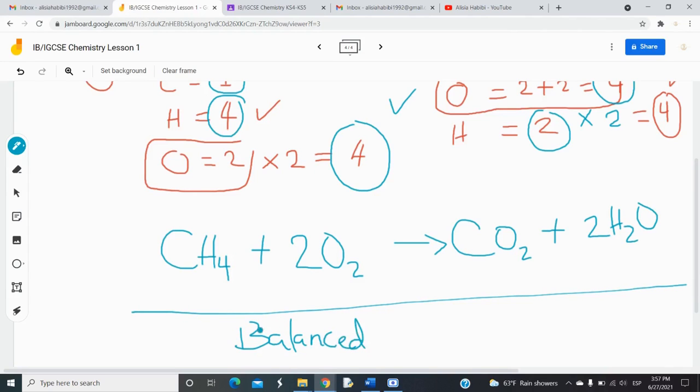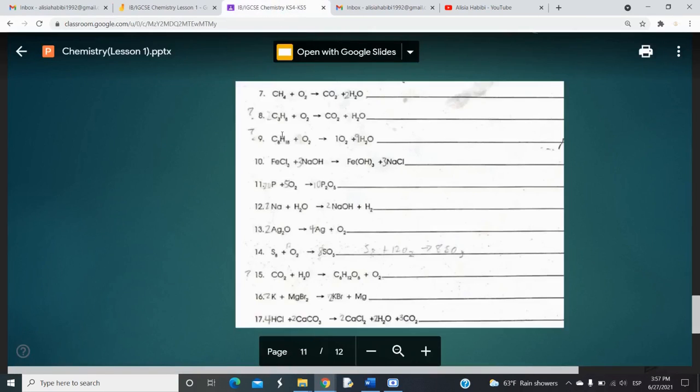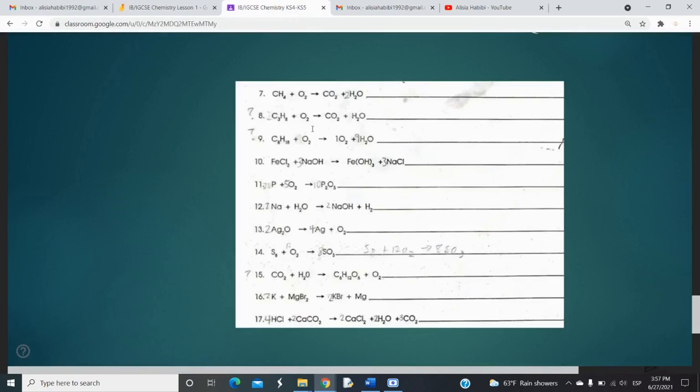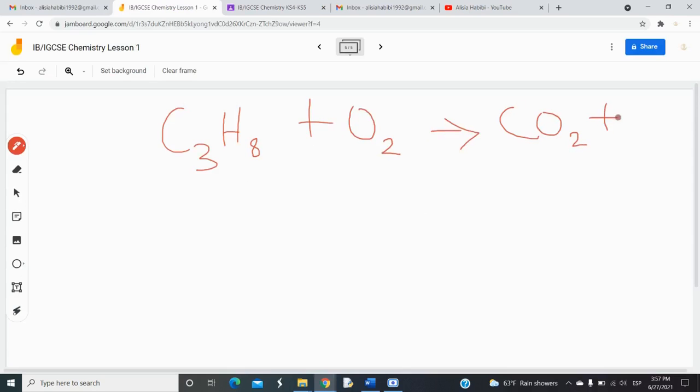You always have to first write out the number of atoms you have on the reactant side and on the product side. Let's look at another example, guys. Another example is to balance C3H8 with oxygen and then to produce CO2 and water. So let's write that down. C3H8 reacts with oxygen and it produces carbon dioxide and also water.